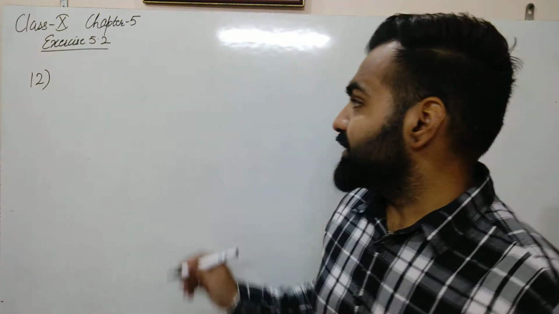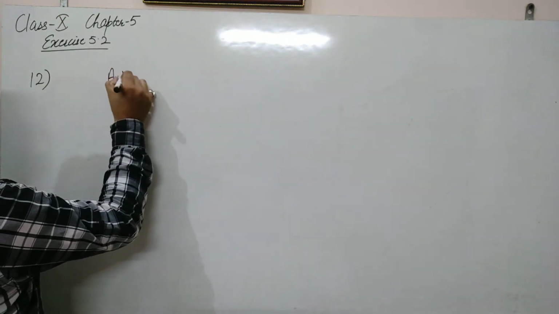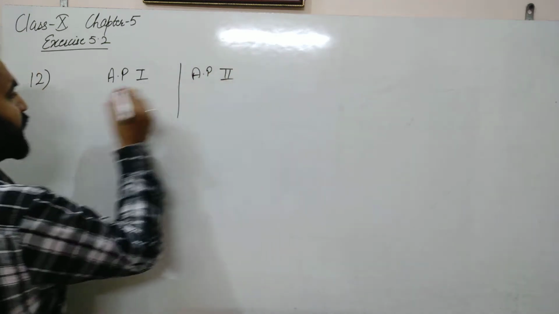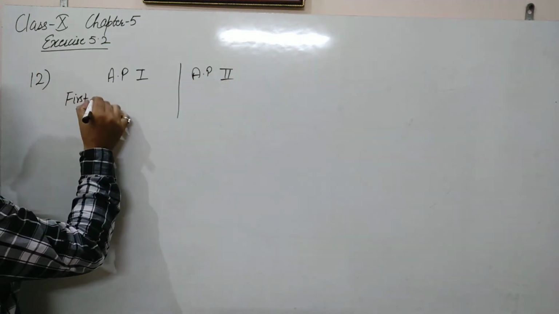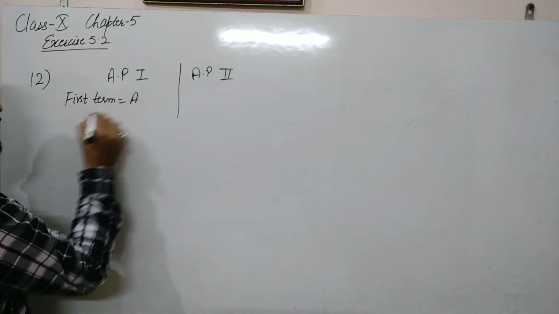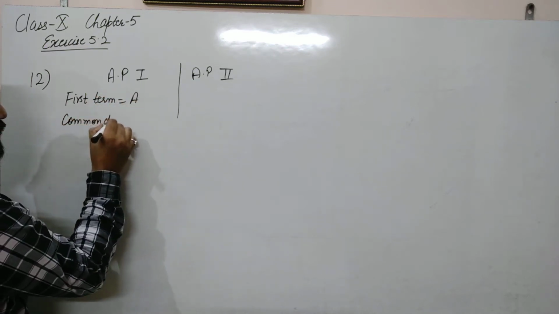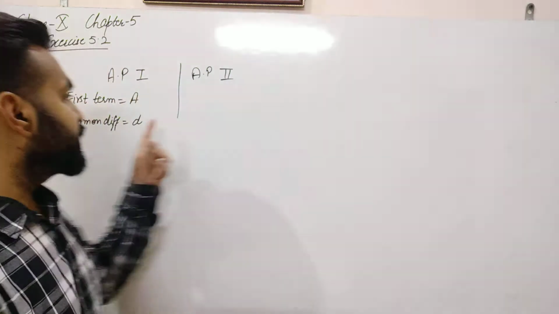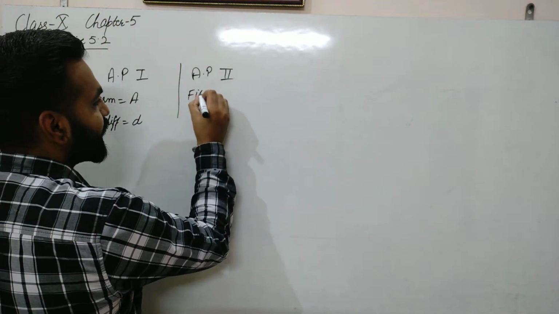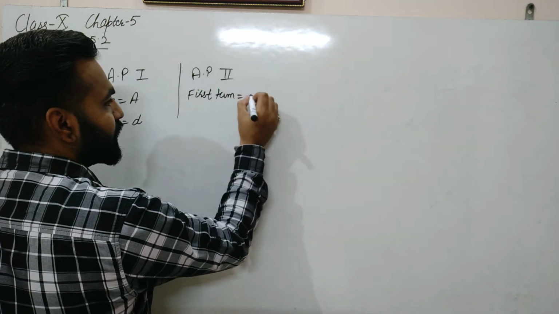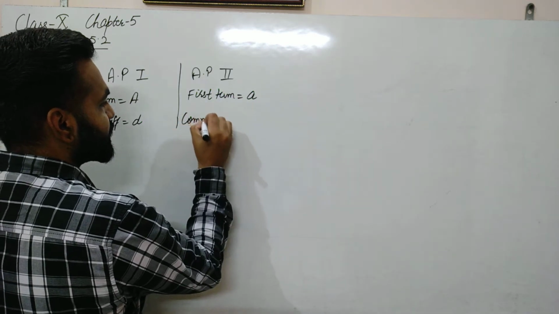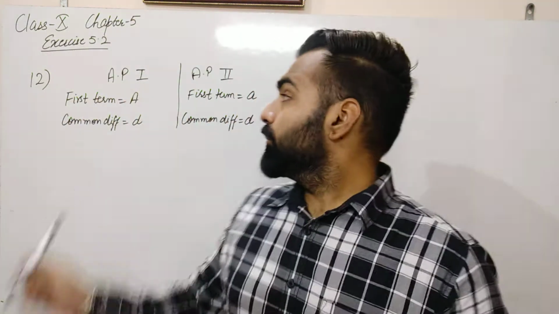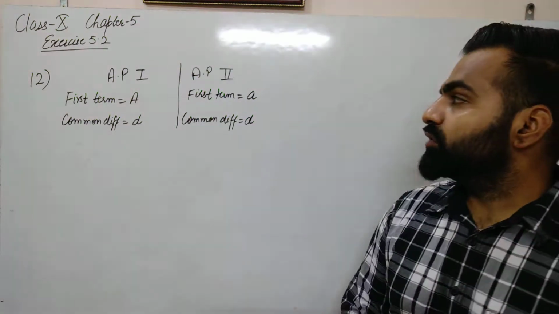So since there are two APs given, so let us suppose AP1 and this is AP2. Let the first term of first AP is capital A and common difference is small d. Clear? Since the common difference is same, so we will take d on both sides. Here let us suppose first term is small a and common difference is small d, because the common difference is same, but the first term can vary here because APs are different.